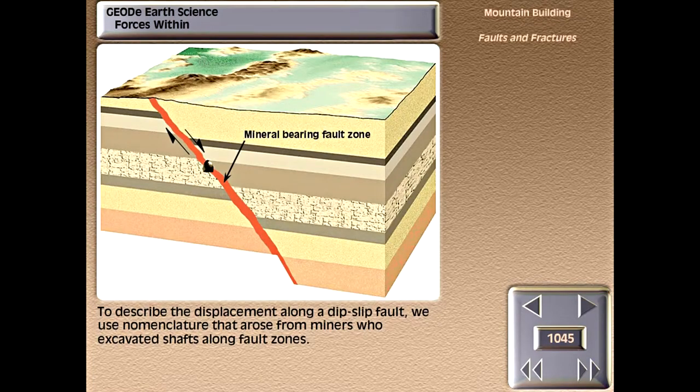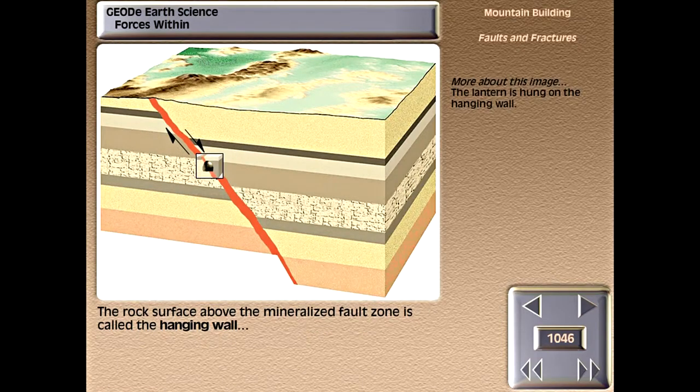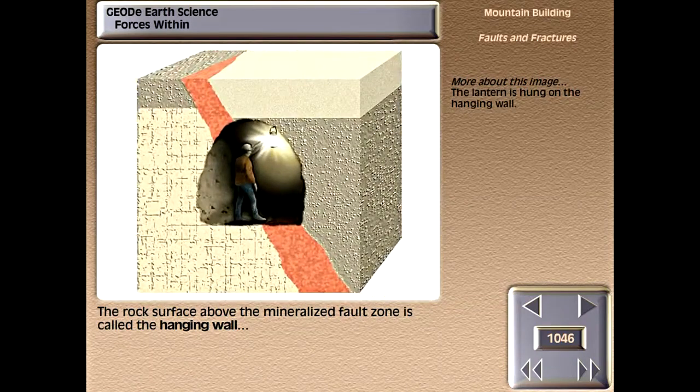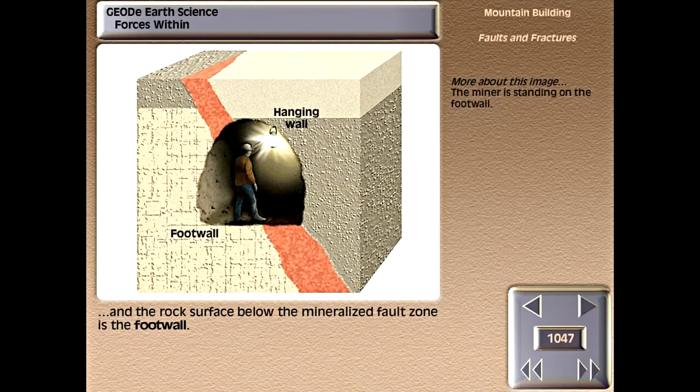To describe the displacement along a dip-slip fault, we use nomenclature that arose from miners who excavated shafts along fault zones. The rock surface above the mineralized fault zone is called the hanging wall, and the rock surface below the mineralized fault zone is the footwall.